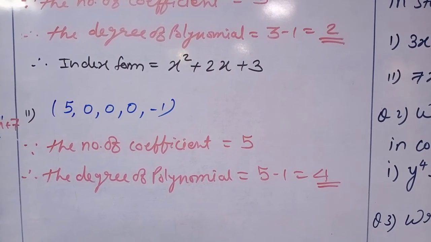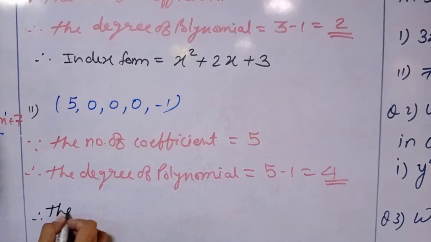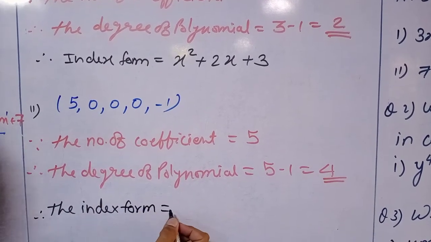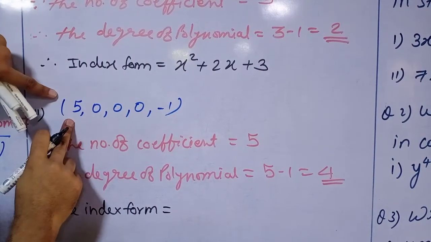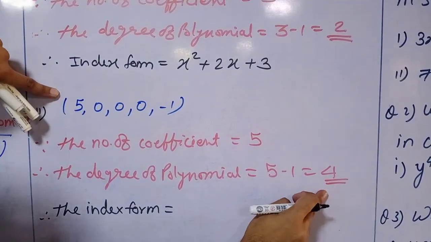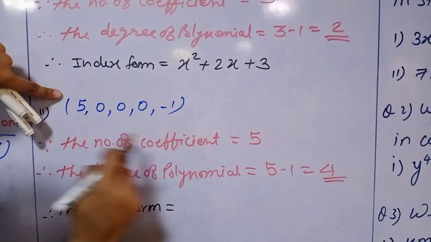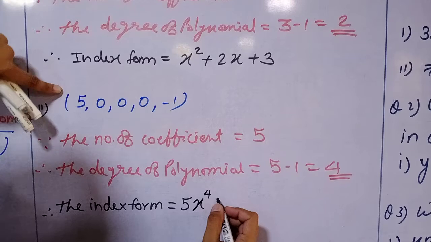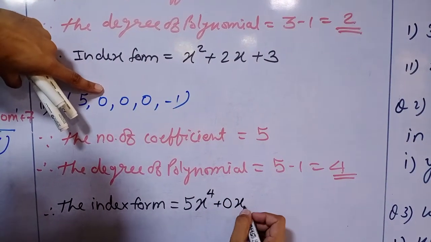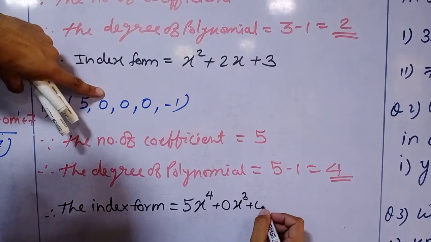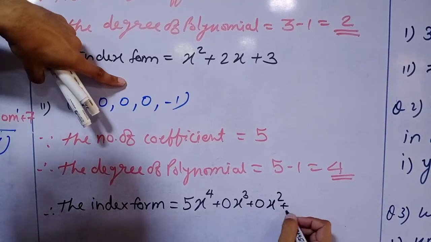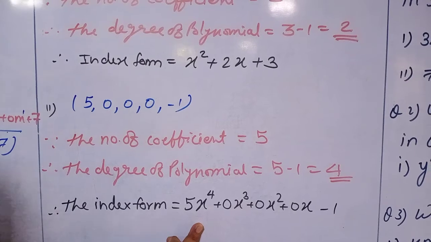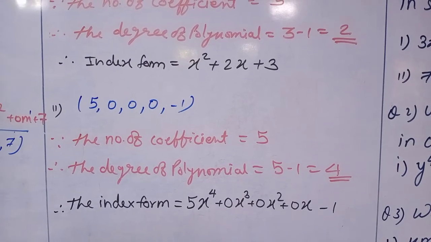Therefore the index form is equal to, we have to write from here, so the degree is 4, the maximum power of the variable is 4, so 5 x raised to 4 plus 0 x raised to 3 plus 0 x raised to 2 plus 0 x minus 1. So this way we can write the index form.